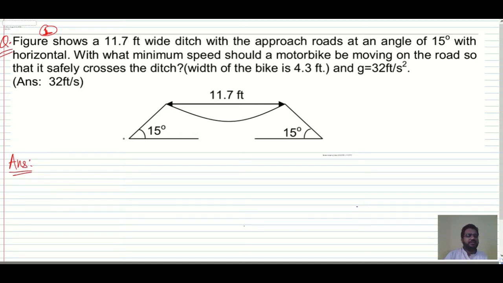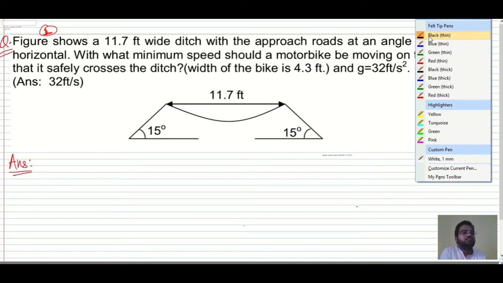Now this DPP will consist of 10 problems. If you solve these 10 problems from the basic level to the advanced level, I have covered each and every problem related to projectile. This is the question given: the figure shows an 11.7 feet wide ditch with the approach roads at an angle of 15 degrees with the horizontal. With what minimum speed should a motorbike be moving on the road so that it safely crosses the ditch?